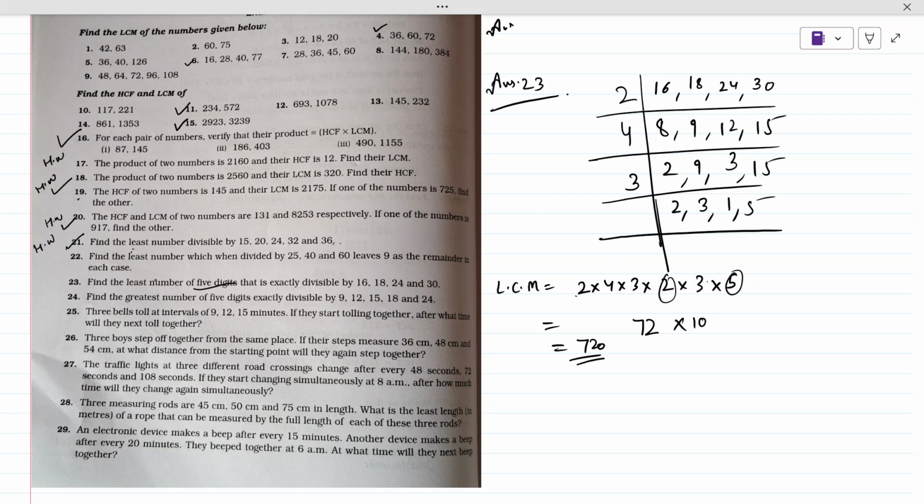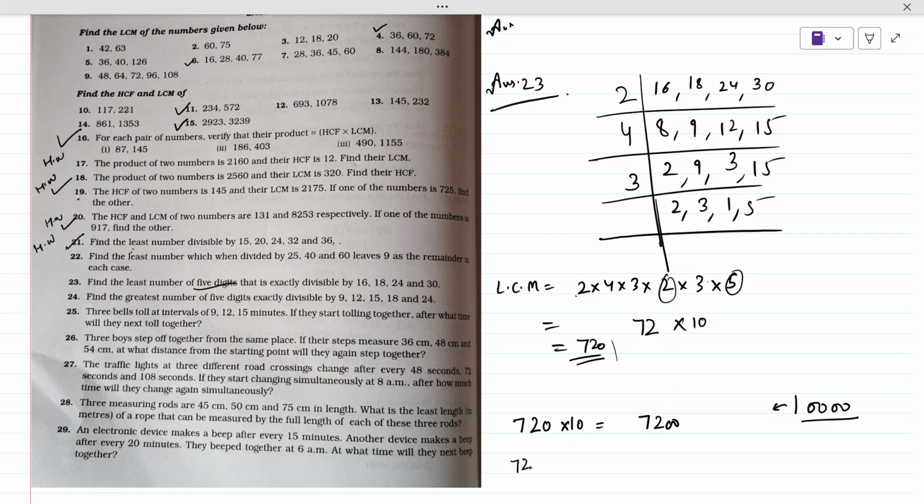Now what we have to find is the least number of 5 digits. What is the least number of 5 digits, kids? This is the least number of 5 digits. But we need a number which is exactly divisible by 720, all these numbers. That means this number should be a 5-digit number and a multiple of 720. If we take the table of 720 till 10, we will get 7200, which is less than this. We need something more, which is of 5 digits. This is still a 4-digit number.